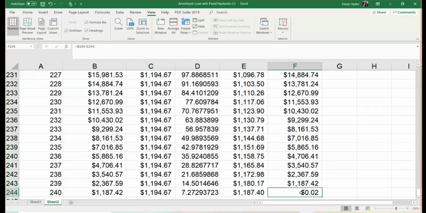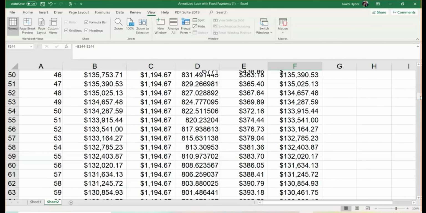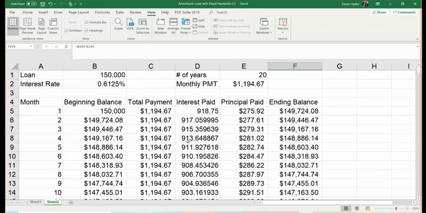So you can see the schedule of payments over this 240 months period. And as you can see from this schedule, the balance, of course, will start at $150,000. It will decrease till 0. The total payment is fixed. The interest paid is decreasing month after month because the beginning balance is decreasing. However, the principal paid is increasing because always the interest paid plus the principal paid, they are equal to the total payment.